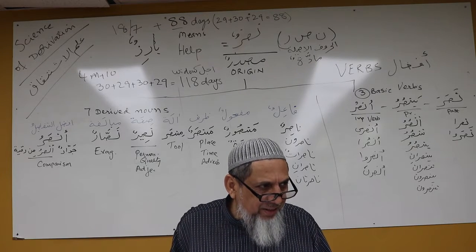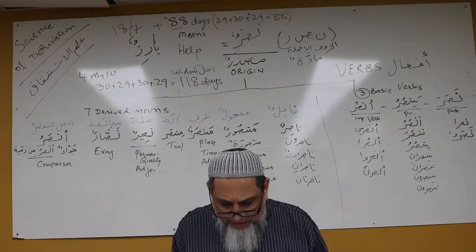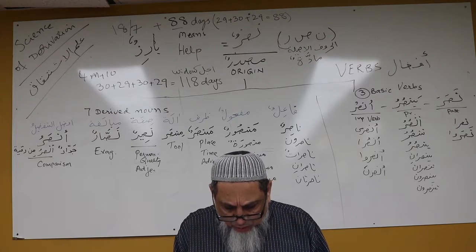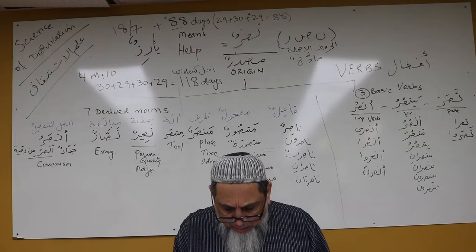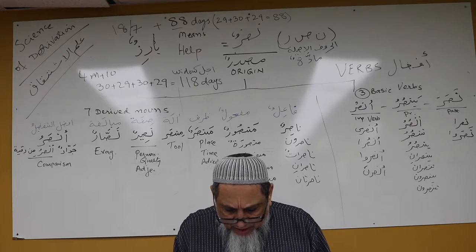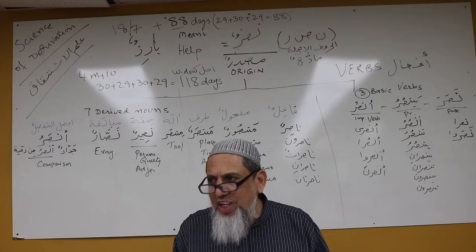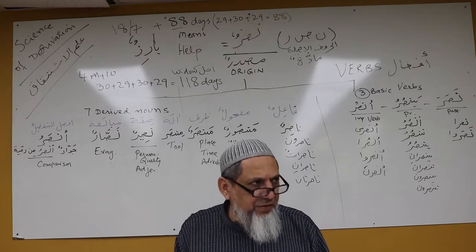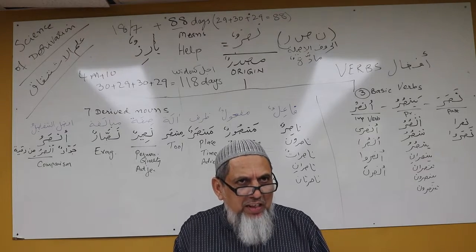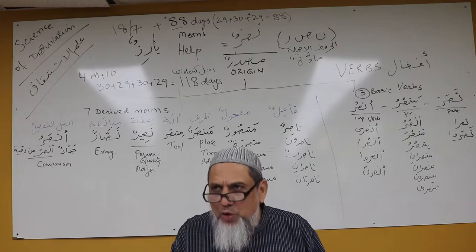He, big he. Okay? Yaghfiru, right? Repeat after me. Yaghfiru, yabkhalu, yanfa'u, yanshuru. All of them start with ya, about he. Yaghfiru means he forgives. Yabkhalu means he is a miser. Yanfa'u means he is benefiting. And yanshuru means he is spreading.